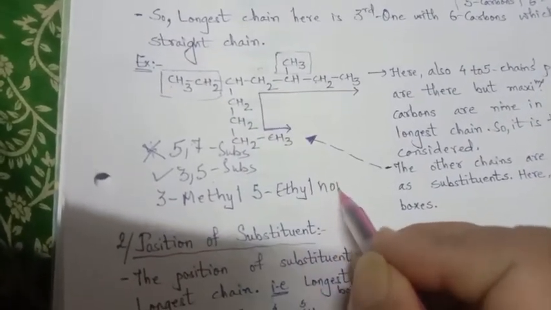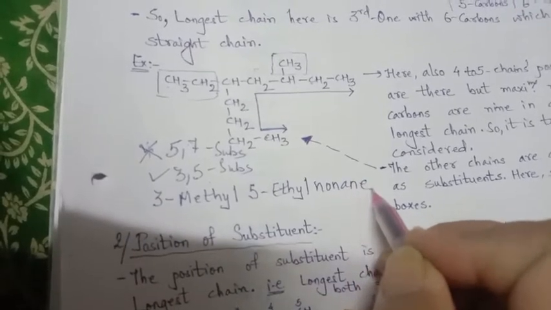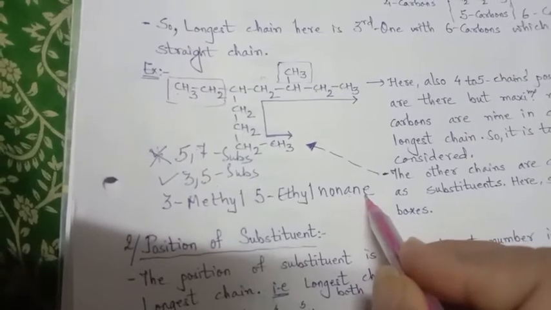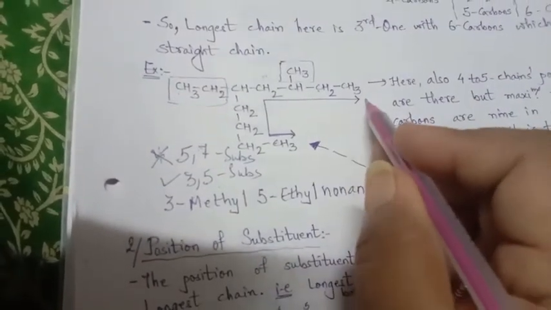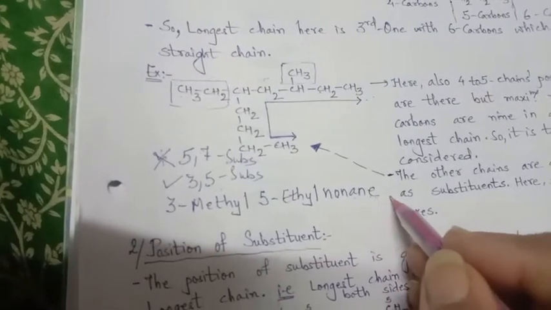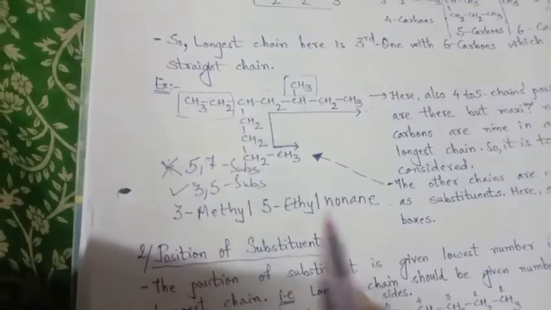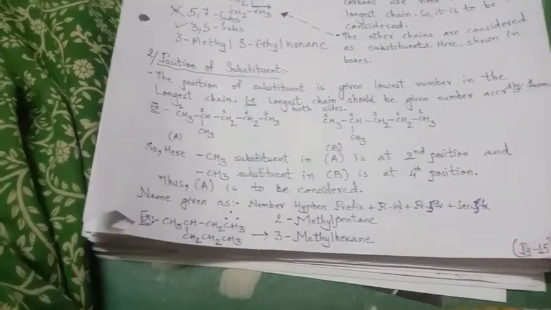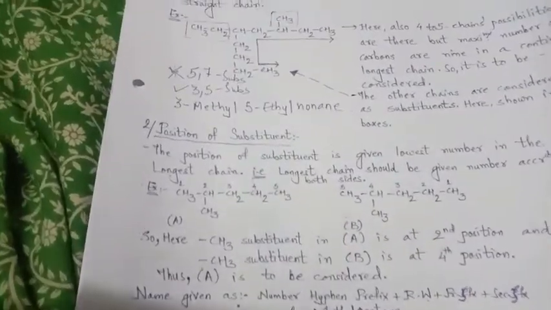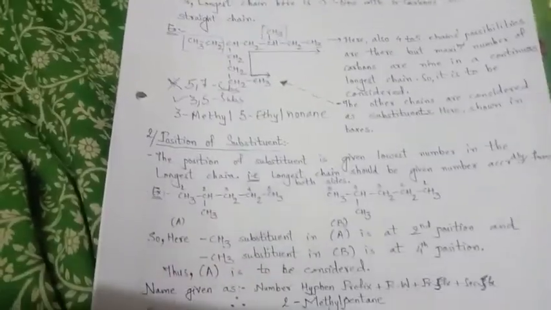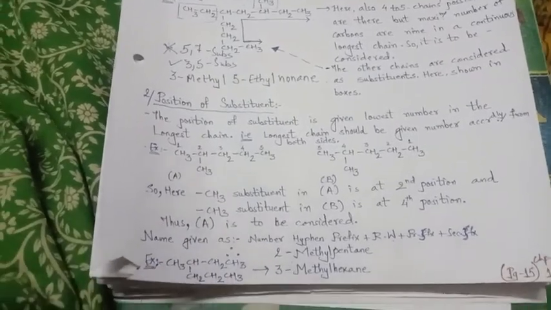Clear? No other functional group, so directly root word and primary suffix. If some group like alcohol or aldehyde is there, then we need to add it. So this is 3-methyl, 5-ethyl nonane. Clear? So I think you are getting the complete idea one by one. There are still other rules. We will see them in our next video. By then, practice and go through the videos properly. Thank you.